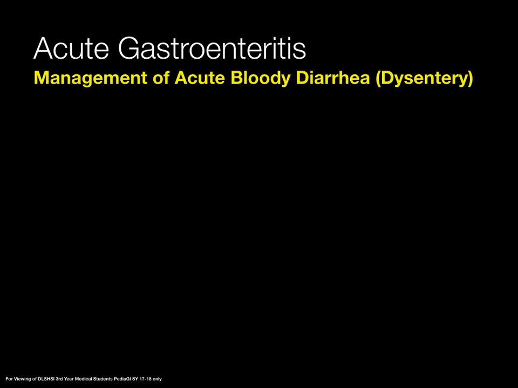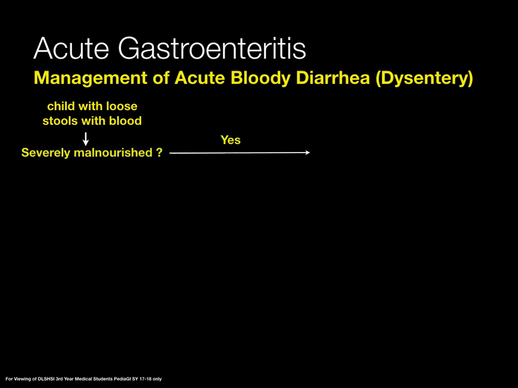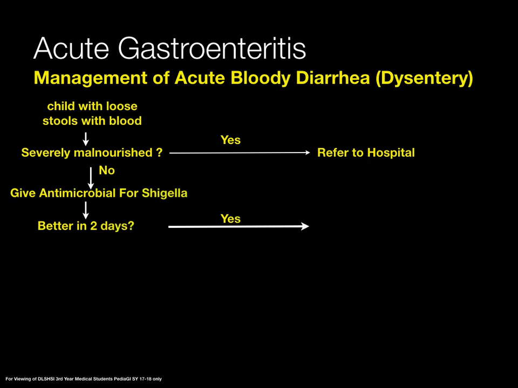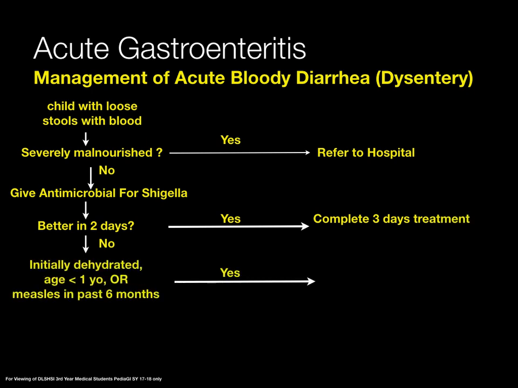For the management of acute bloody diarrhea or dysentery, the child presents with loose stools or bloody stools. If the child is severely malnourished, refer the child or bring to the hospital. If not, give antimicrobial for Shigella. And if the child gets better in 2 days, complete the 3 days treatment. If not, and initially dehydrated with age less than 1 year old or measles in the past 6 months, bring the child to the hospital or admit the patient.